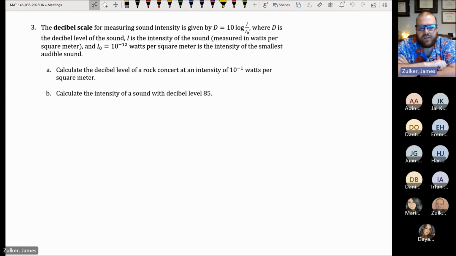The decibel scale for measuring sound intensity is given by D equals 10 times the log of I over I naught, where D is the decibel level of sound, I is the intensity of the sound, which is measured in watts per square meter, and I naught is the intensity of the smallest audible sound, which is 10 to the negative 12 watts per square meter.